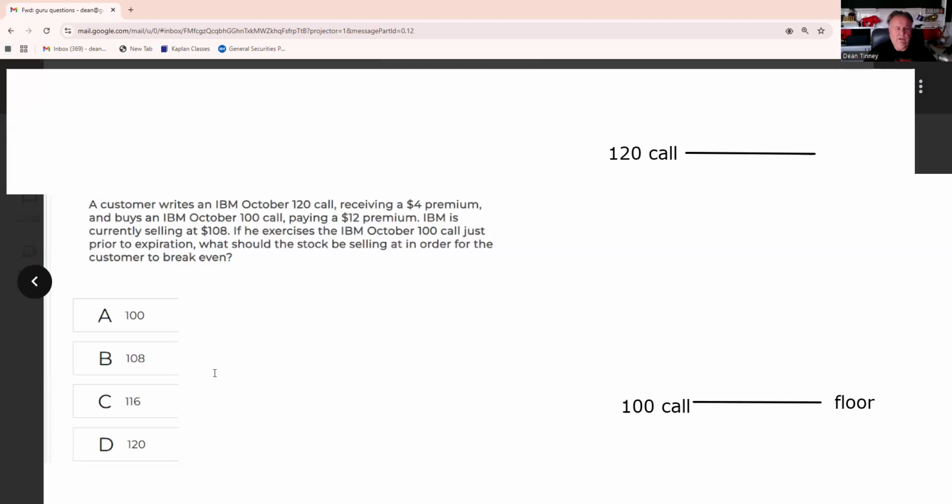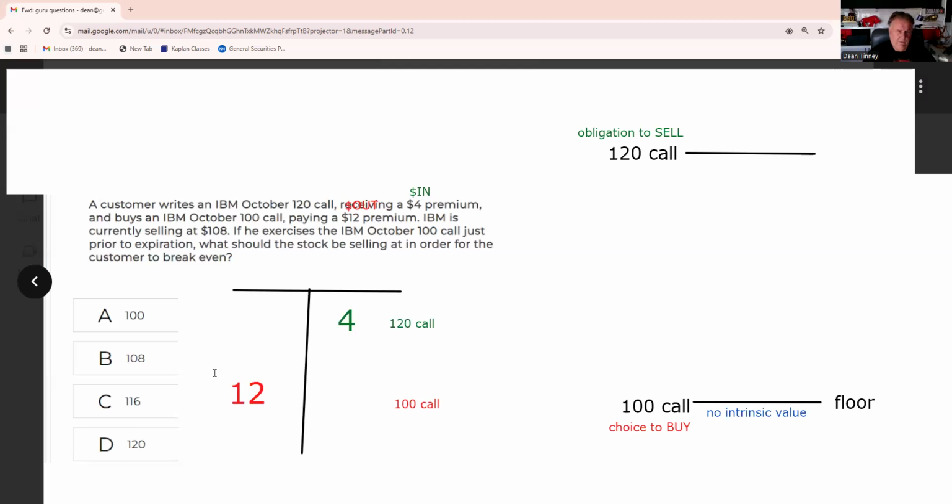The first one is, can you identify the strategy? And so this is a spread. A spread, same option, different action. Call, buy, sell. We have here a choice to buy at 100, and we have an obligation to sell at 120. So this is a spread. I got 4 in, I got 12 out. So this is a debit spread.